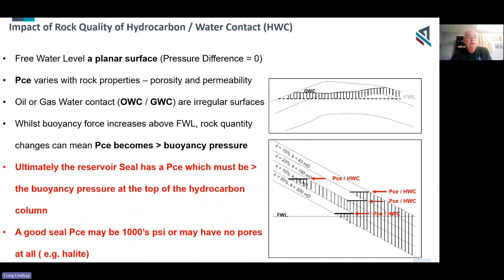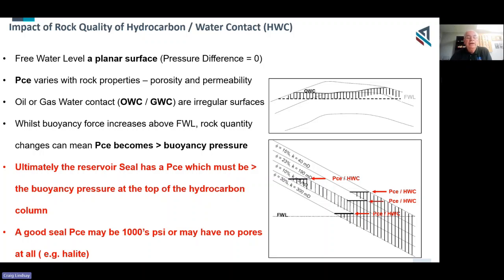According to the fluid types, whether it's gas or water, and according to the rock quality itself, which controls these buoyancy forces. So you can see in the diagram at the bottom here, we have some schematic layers. A real reservoir wouldn't look much like that, but it illustrates that where the rock quality is good, the pore entry pressure is low, and so we get the oil water contact or hydrocarbon water contact close to the free water level.